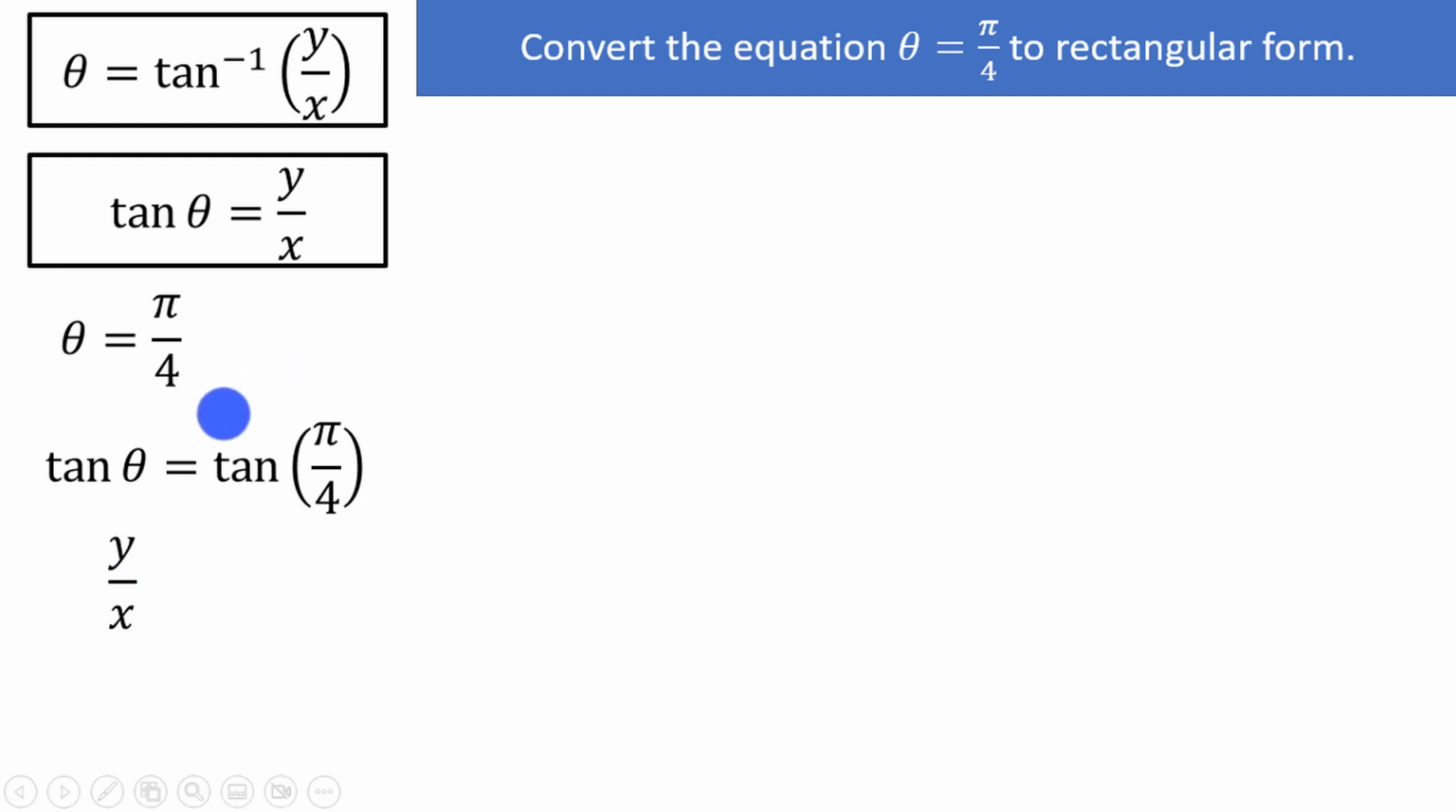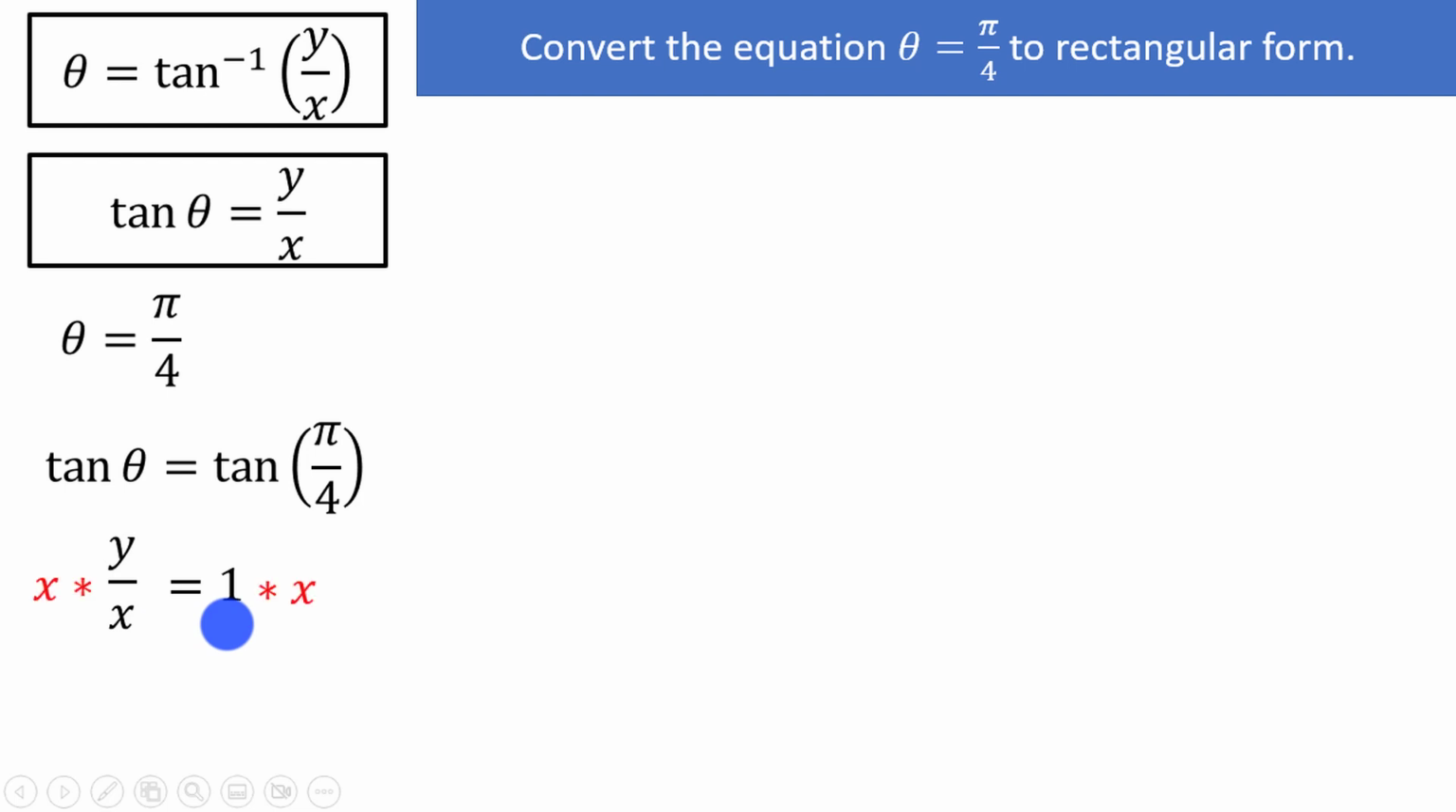On the right-hand side, we are asked to evaluate tangent of pi over 4. Tangent is sine over cosine, and at pi over 4, sine and cosine are the same. They are both the square root of 2 over 2. If sine and cosine are the same, then that means tangent must be equal to 1. So tangent of pi over 4 is equal to 1. Perhaps we would like to solve this for y.